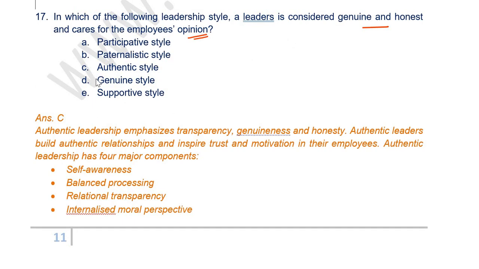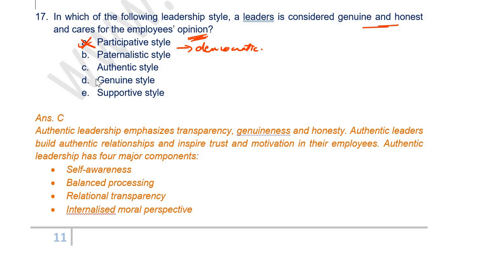Moving to the leadership styles, a less talked about leadership style has been discussed here, where the leader is considered genuine and honest and cares for the employees' opinion. Now here again the elimination technique could have been used to arrive at the best possible answer. Participative, we know, is the democratic style. So in a democratic style, the focus is more on participation from the team members rather than on the genuineness or honesty of the leader. So that is something we can rule out.